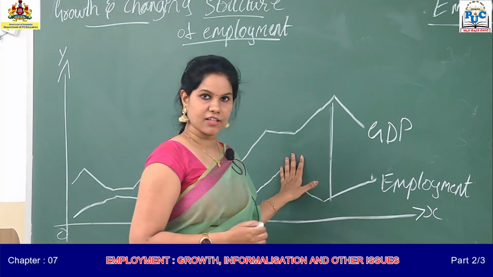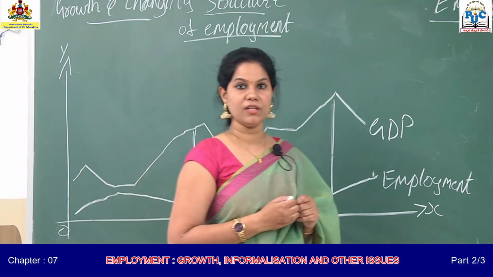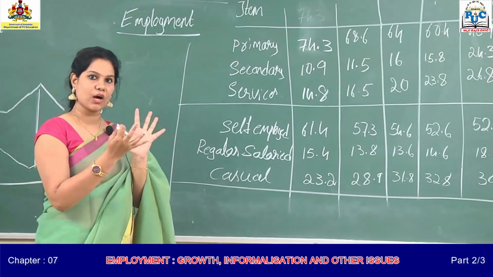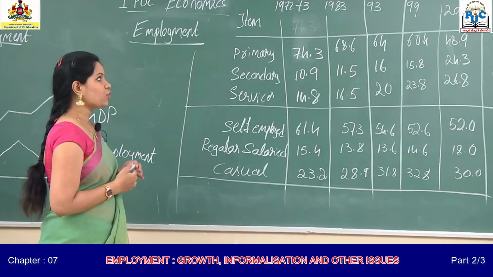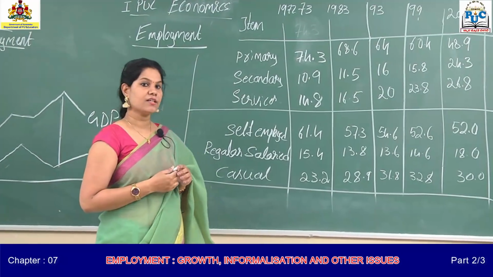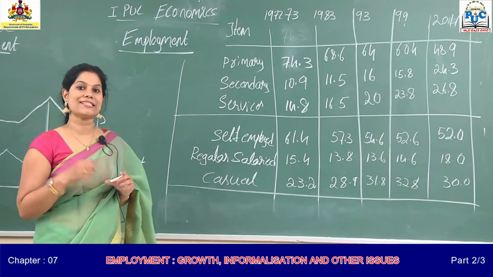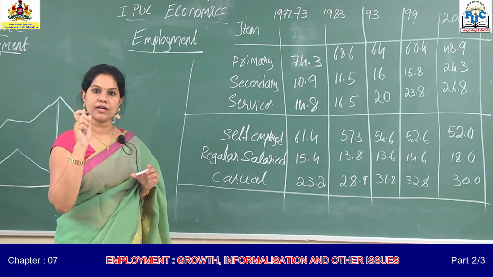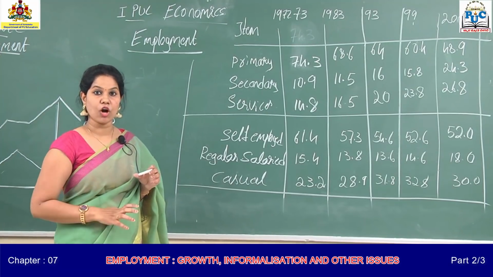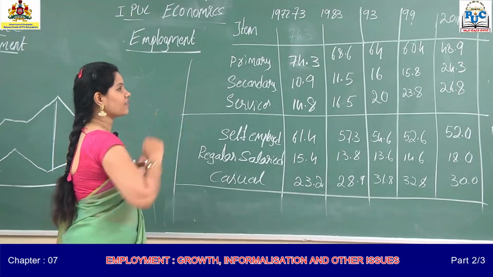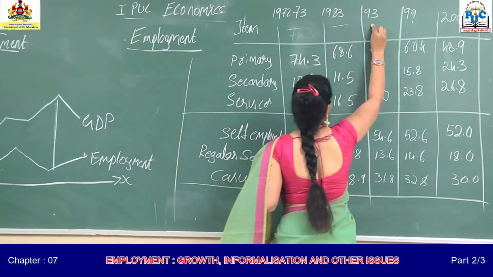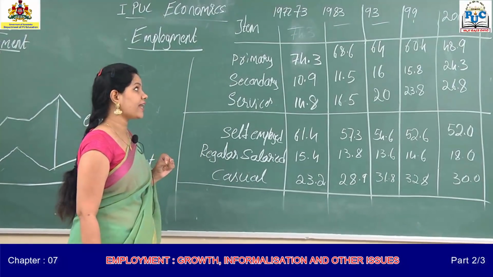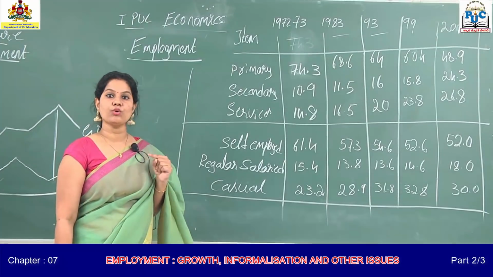After this diagram, we have a table. We have a lot of comparisons and topics in this area that we are going to cover. Let me tell you, we have time series data. In the horizontal one, what is time series data? Data that compares in terms of years or months is called time series data. Can you see that in the header? The years I have taken are 1972-73, 1983, 93, 99, and 2011.